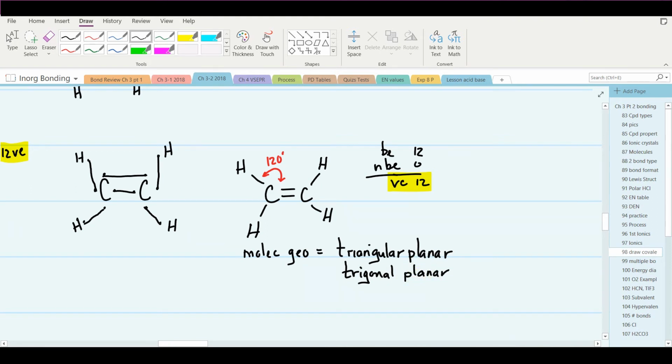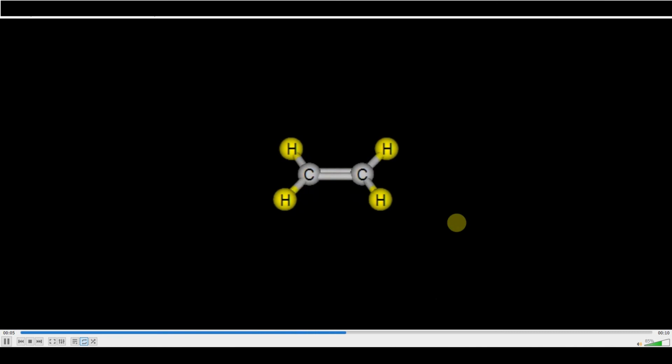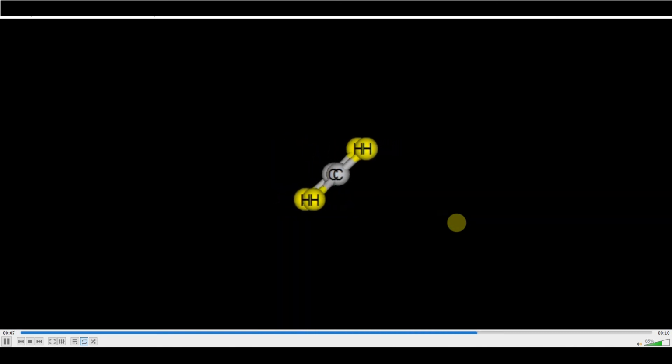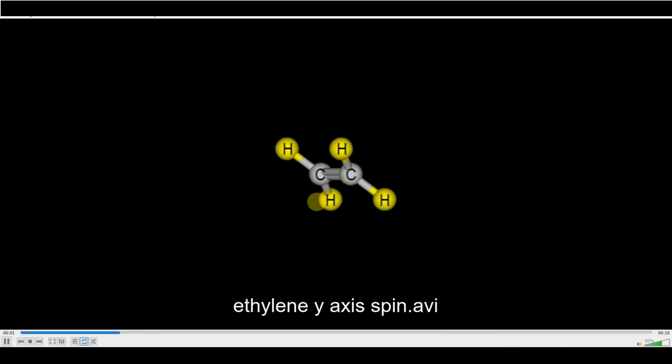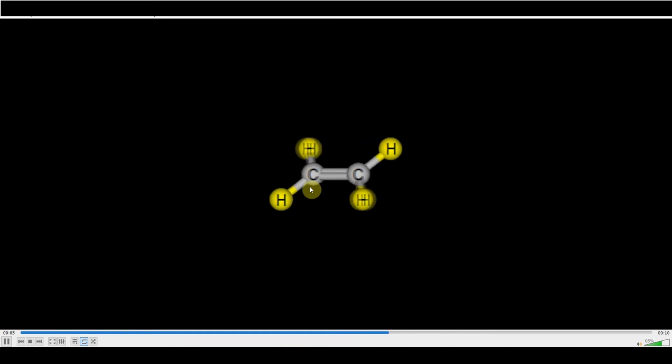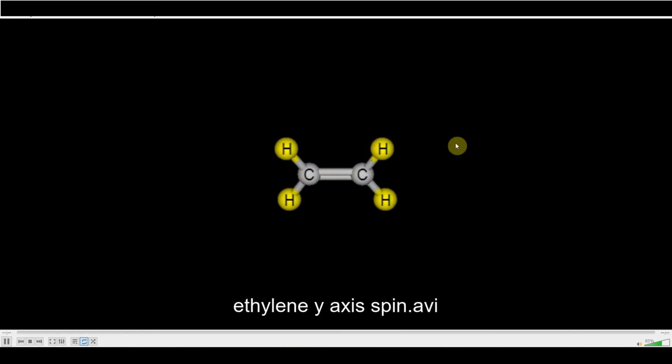Let's take a look at an animation of ethene or ethylene. So there the bond angles are 120 degrees around carbon. Each carbon has 4 bonds, 8 electrons in the valence shell. It's a flat triangular structure around each carbon, triangular planar. C2H4, ethene.